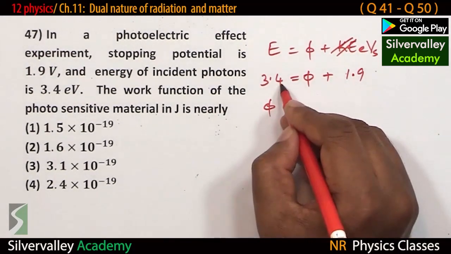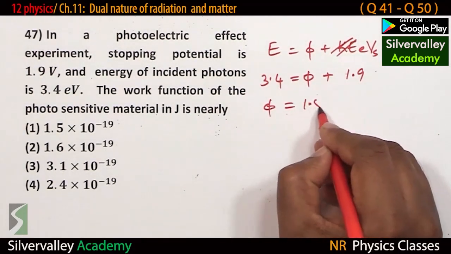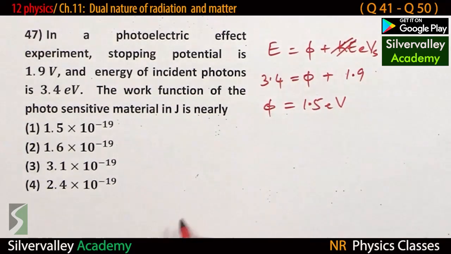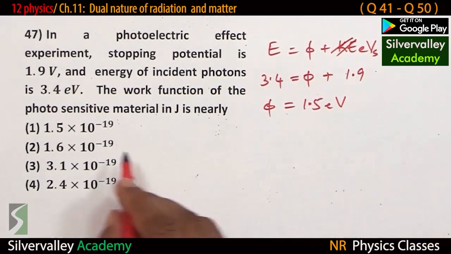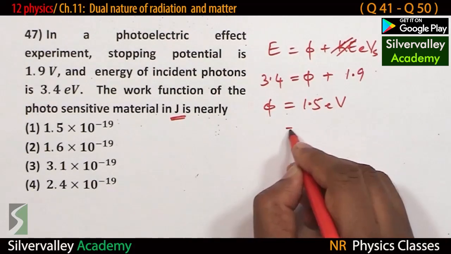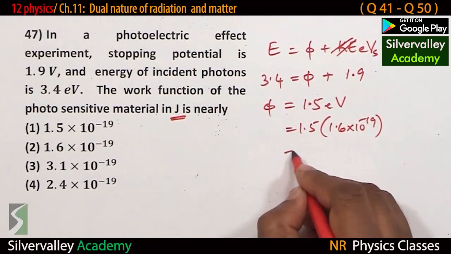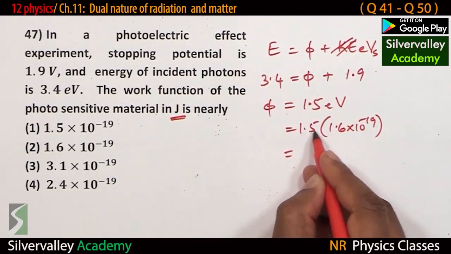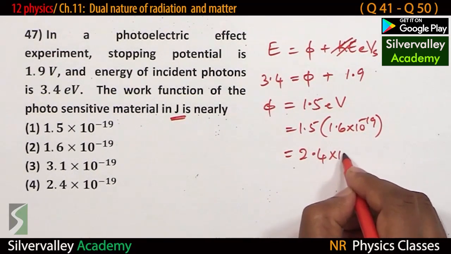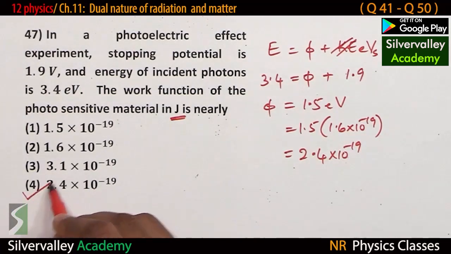It is 1.5 eV. 1.5 eV in terms of joule: 1.5 into 1.6 times 10 power minus 19. So 1.6 into 1.5 is 2.4, times 10 power minus 19.